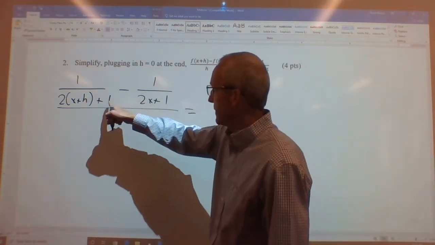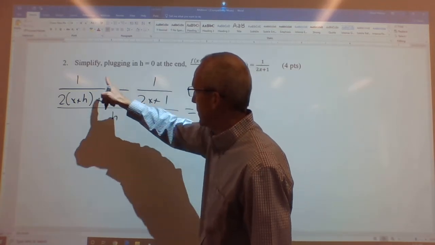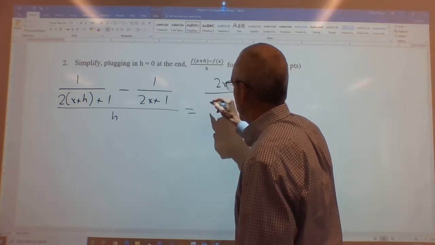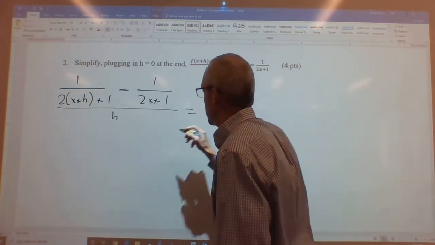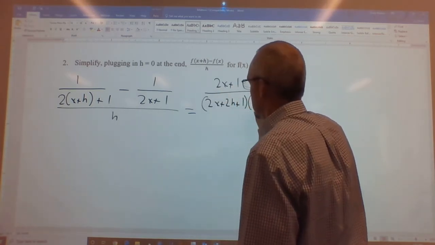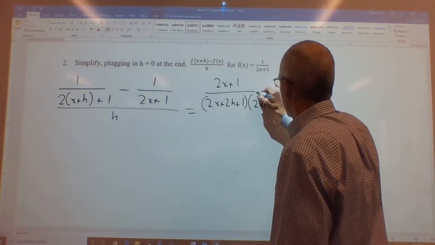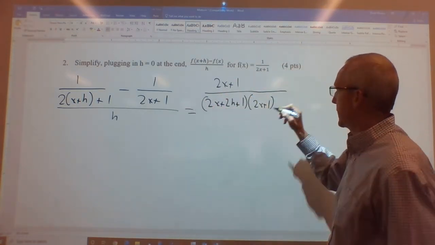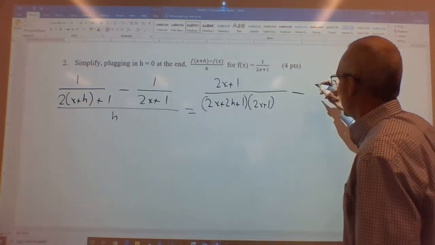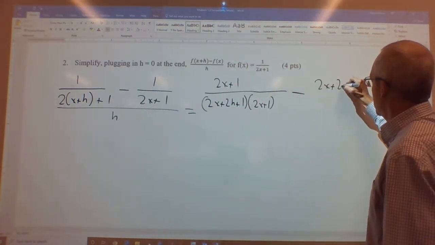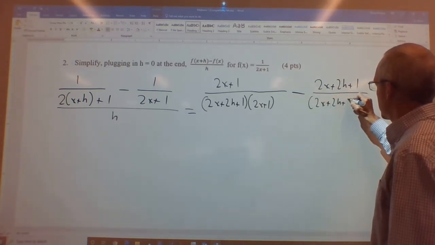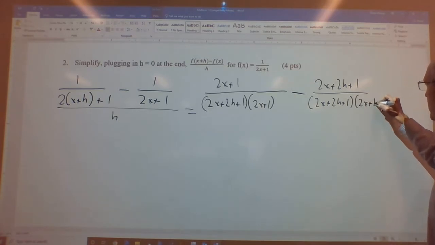So basically you multiply these two together for the common denominator. If you multiply the bottom by that one, you have to multiply the top by that one. So in the top we have 2x plus 1 divided by, and I'm going to multiply that out, 2x plus 2h plus 1 times 2x plus 1, right, because these cancel and we get the same thing, minus this one we have to multiply by this, so in the top we multiply that. So we have 2x plus 2h plus 1 divided by 2x plus 2h plus 1 times 2x plus 1.